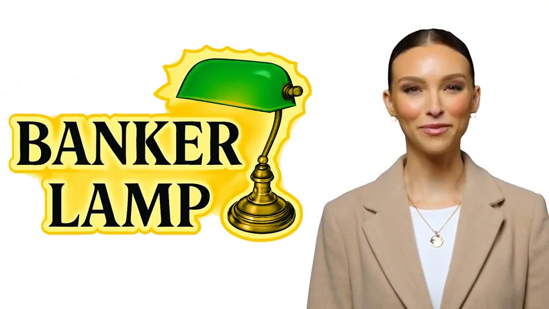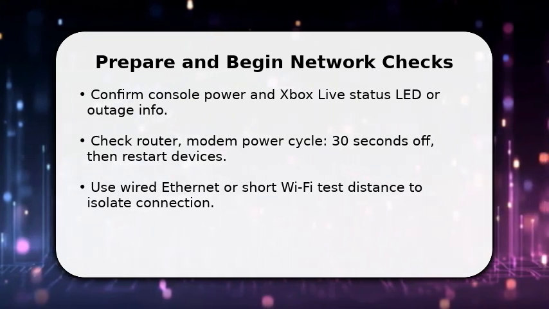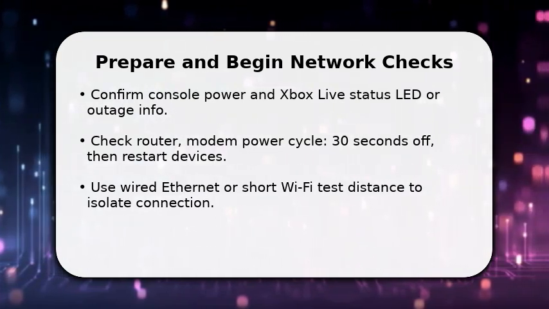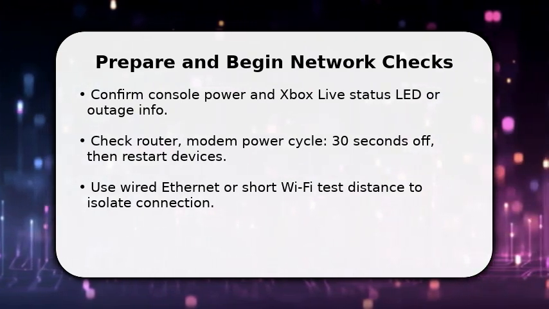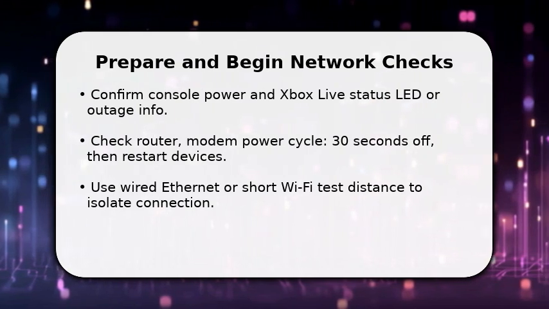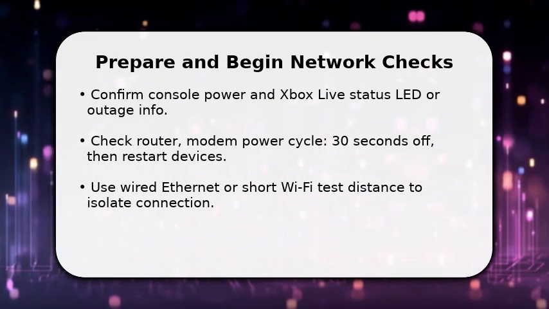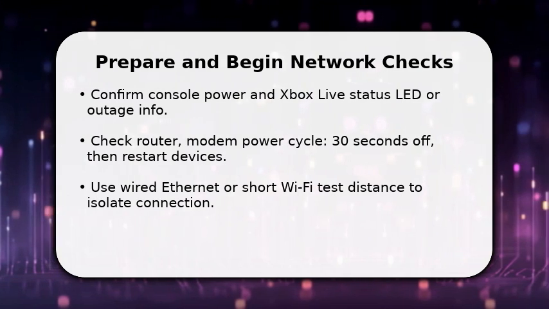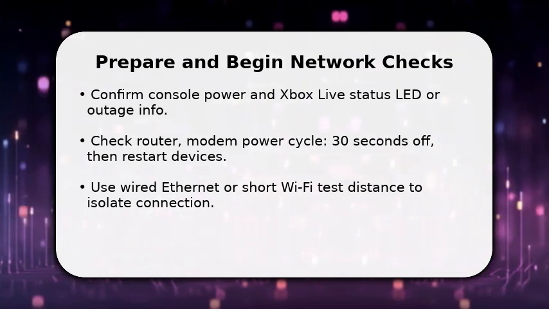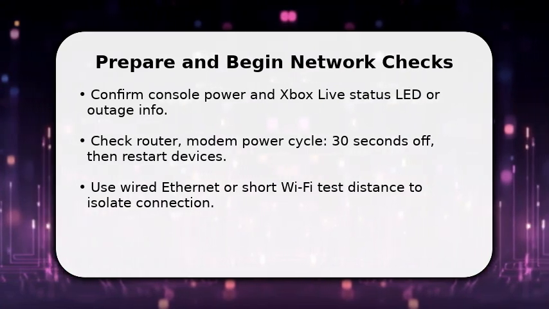You're starting with the basics that actually matter. Verify the Xbox shows power and check Xbox Live outage notices. Once done, power cycle your modem and router by unplugging for 30 seconds, then plug them back in to clear transient faults. Next, switch from Wi-Fi to a wired Ethernet cable or move close to the router for a quick test. This confirms whether wireless interference is the problem before deeper steps.